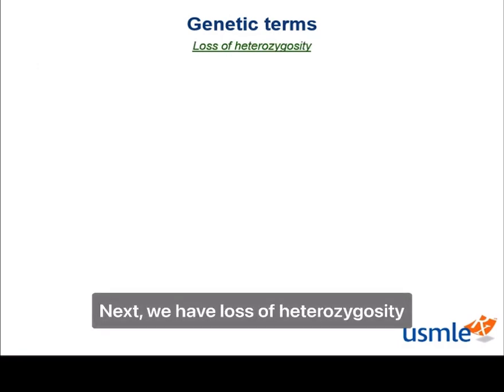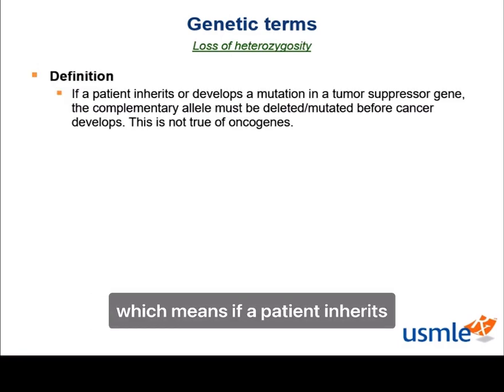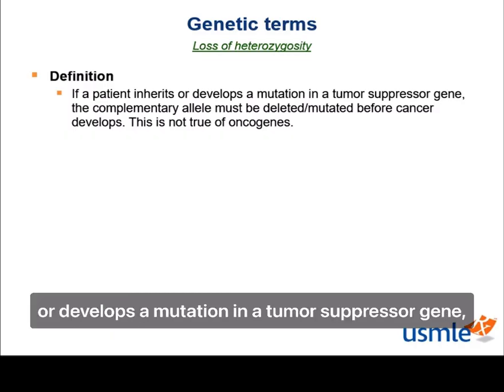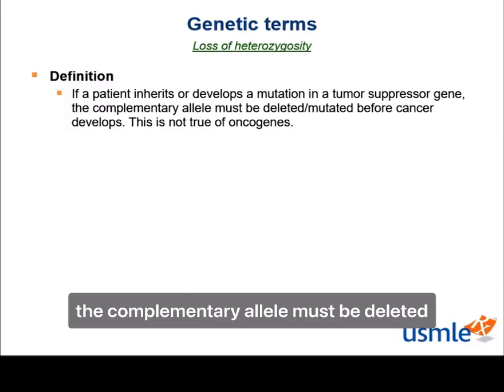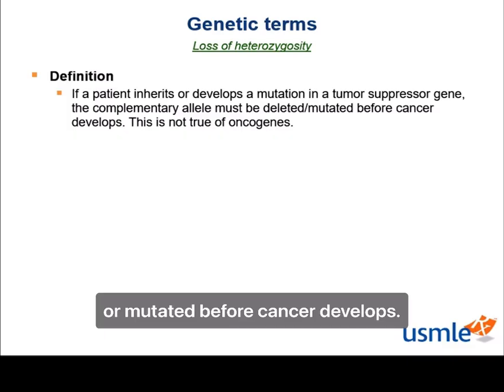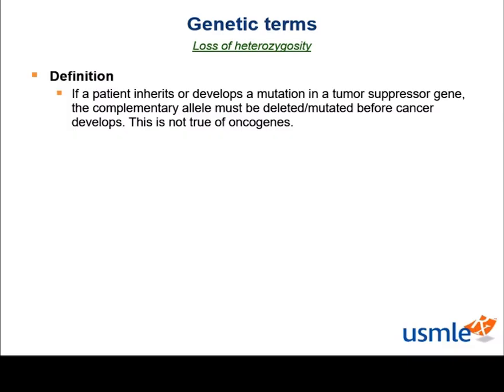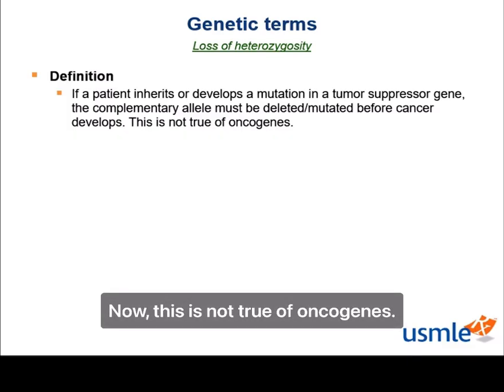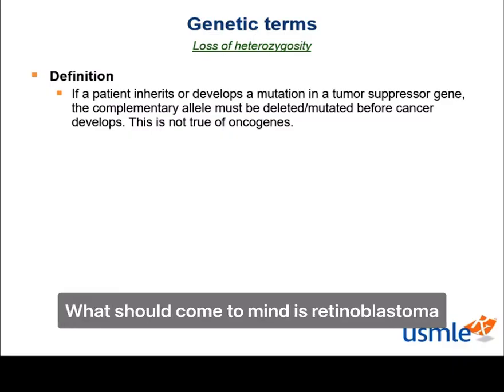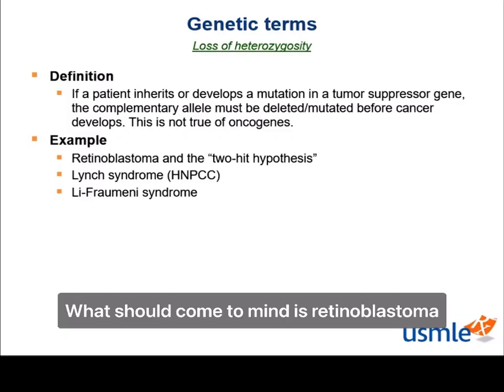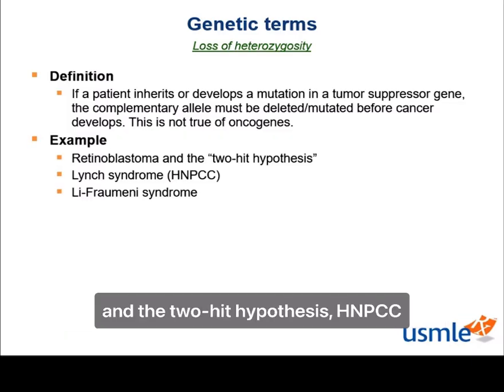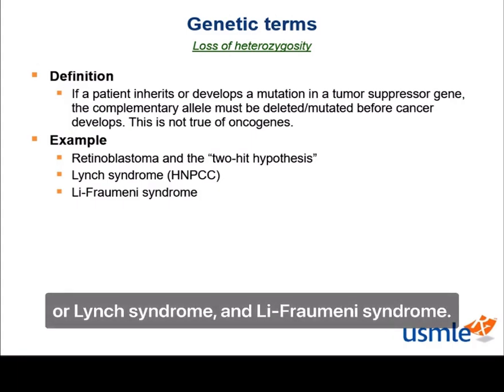Next, we have loss of heterozygosity, which means if a patient inherits or develops a mutation in a tumor suppressor gene, the complementary allele must be deleted or mutated before cancer develops. Now, this is not true of oncogenes. It's for tumor suppressor genes. What should come to mind is retinoblastoma and the two-hit hypothesis, HNPCC or Lynch syndrome, and Li-Fraumeni syndrome.